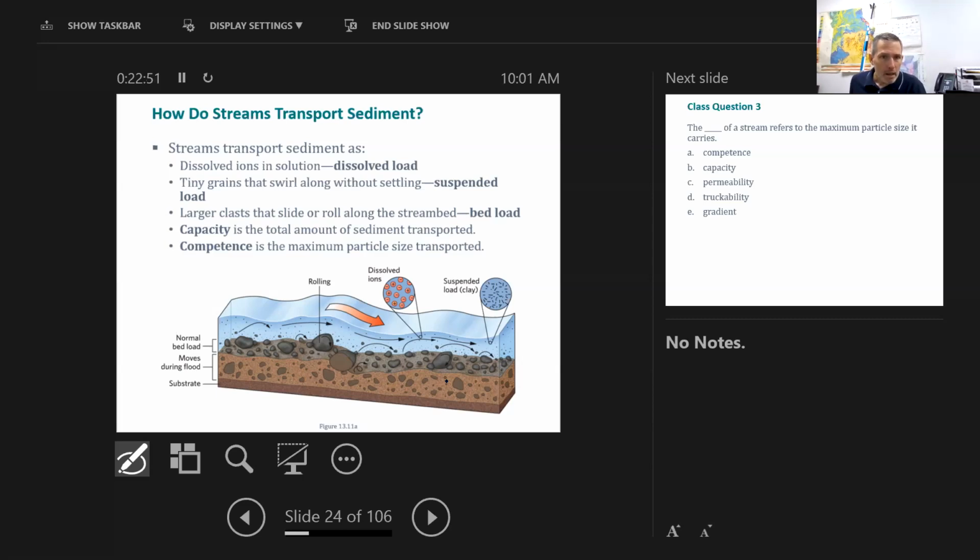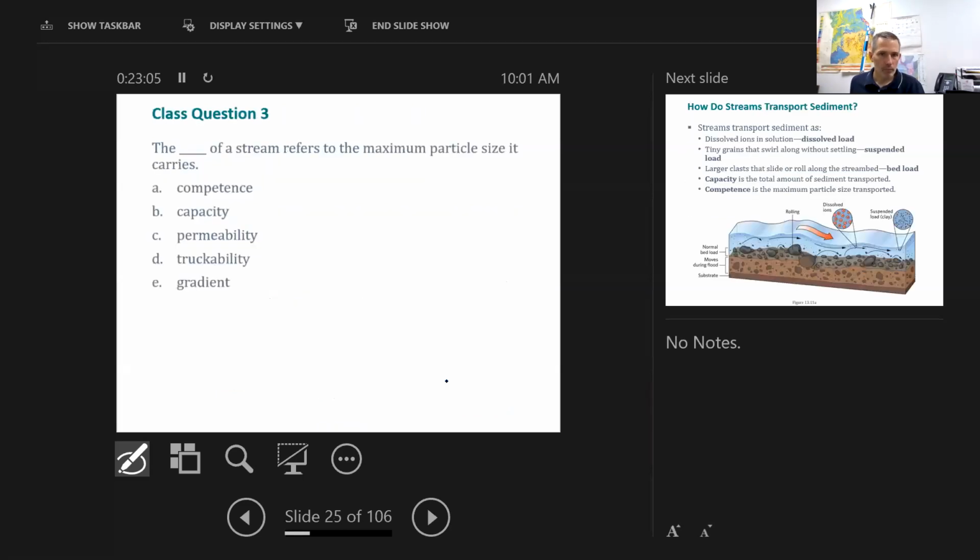So then we also can look at the total of the suspended load plus the dissolved load plus the bed load. All of that material is the capacity of the river. And so that's how much sediment is being transported down. So what's the maximum size? It's the competence.